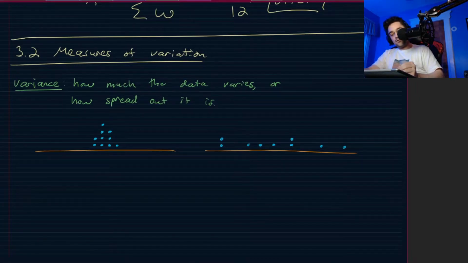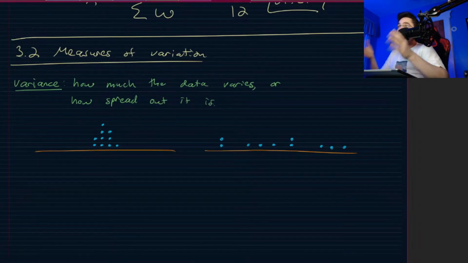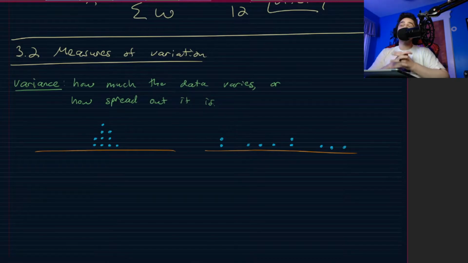1, 2, 3, 4, 5, 6, 7, 8, 9. One more, 10. So if you saw these 2 different data sets and you were to ask which one has more variance, which one is more varied, it's asking about how spread out the data is. That's what variance is talking about. That's what this measure of variation is talking about.